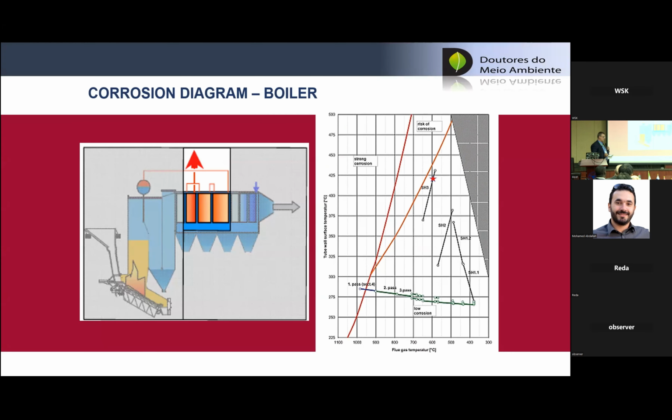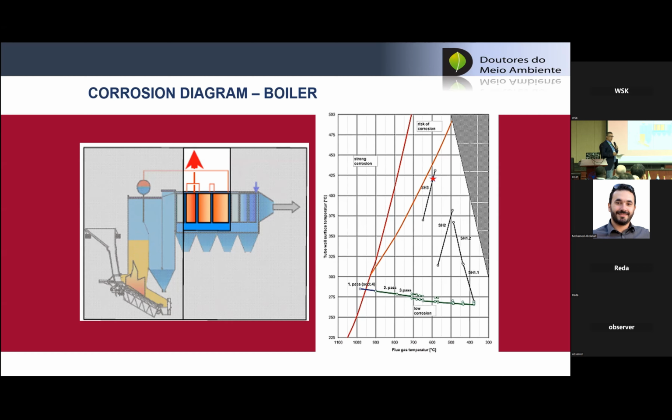So one of these discussions was about the superheaters. We know that one of the limitations of waste to energy is the superheaters. You have to work below 400 degrees Celsius due to the corrosion. And well, I don't need to go deeply because I'm sure you are very familiar with this situation.